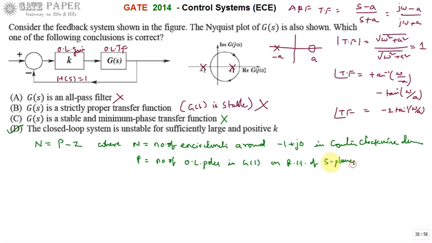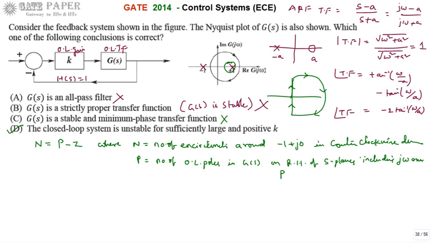How many poles are present on the right half of S-plane including the j omega axis? This is the contour we are going to consider: the entire right half of S-plane including the j omega axis. How many poles are present in the open loop transfer function? You can get this directly from G of S, which says when there is a pole present in the right half of S-plane.